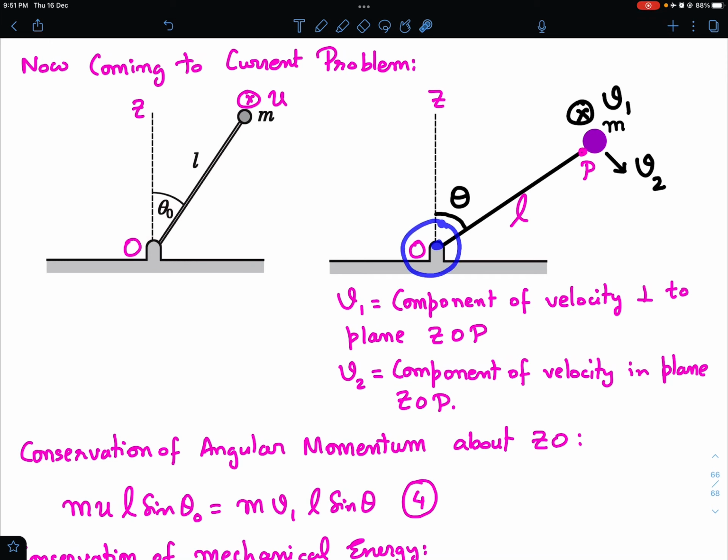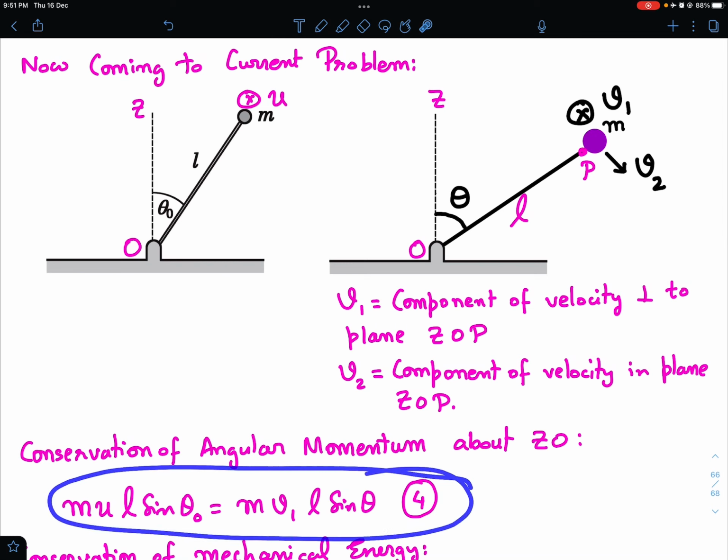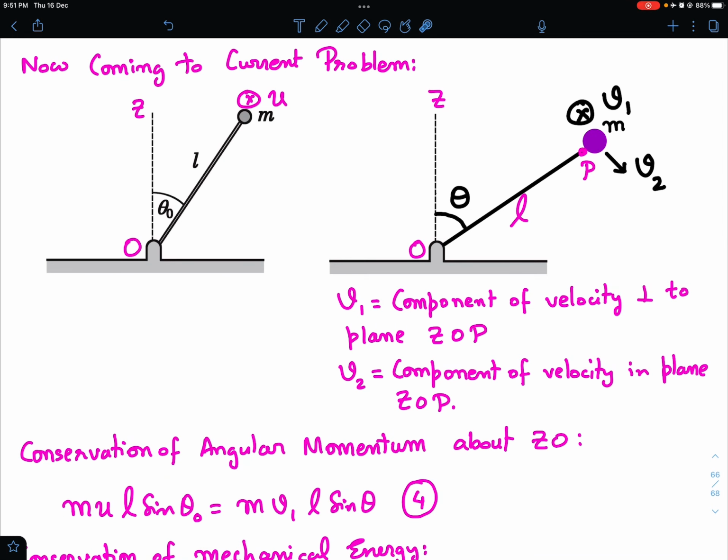Note that about the point, angular momentum is not conserved, but about the vertical axis the angular momentum is conserved, because torque is 0 about the vertical axis. So this is the equation that you get for conservation of angular momentum about the vertical axis. Initially, this distance becomes L sin theta naught, so m u L sin theta naught is the initial angular momentum, and here v1 is the velocity perpendicular to this distance, and therefore the angular momentum about this axis is simply m v1 L sin theta. So this is the conservation of angular momentum, first equation.